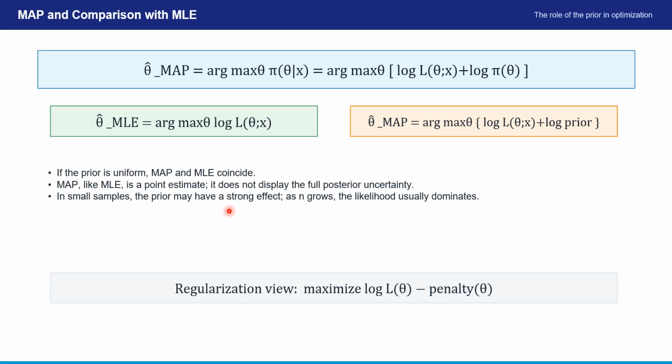In machine learning, MAP often looks like regularization. Maximizing log likelihood plus log prior is the same as maximizing log likelihood minus a penalty term. For example, a Gaussian prior often leads to L2 regularization. But remember, MAP is still only a point estimate. It does not show the full uncertainty in theta. The full Bayesian answer is the posterior distribution, not only its mode.